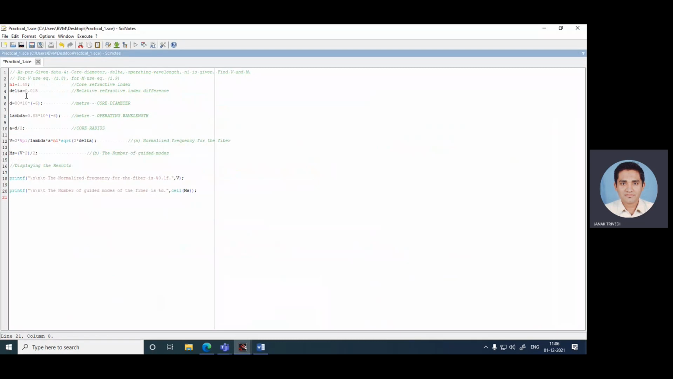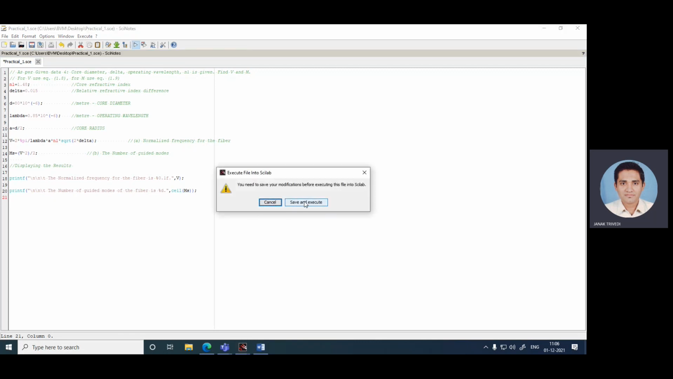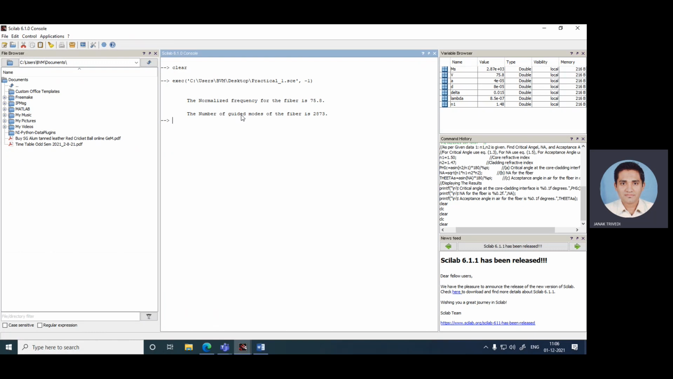Okay, so this is just the equation that we have used to run this particular example. Save and execute. Okay, saved and it is executed. So the normalized frequency of the fiber is 75.8, and the number of guided modes for the fiber is 2873.